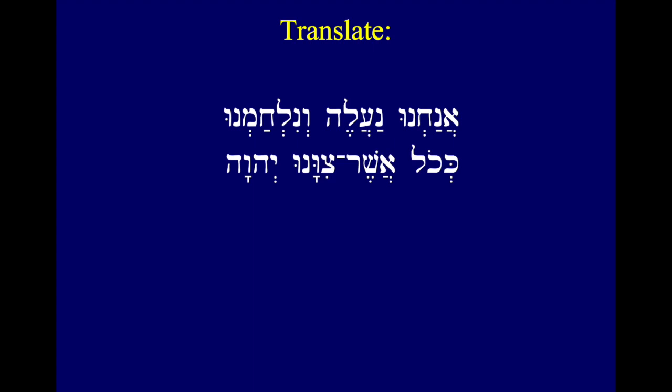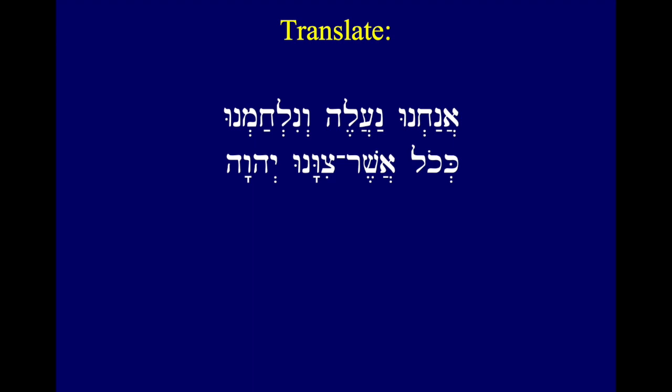So Anachnu, that's our first person common plural independent pronoun. Anachnu meaning us or we. Na'aleh, from our verb alah, to go up. Here the noon is probably our first person common plural prefix for the Qal imperfect. So this is, and we ourselves will go up. And we will go up.